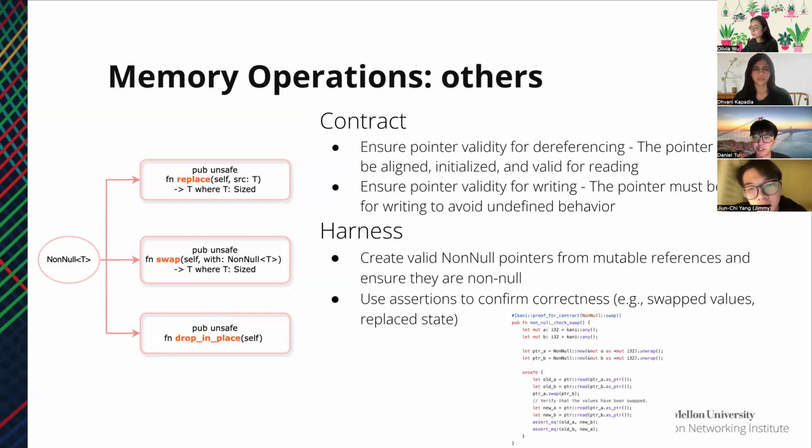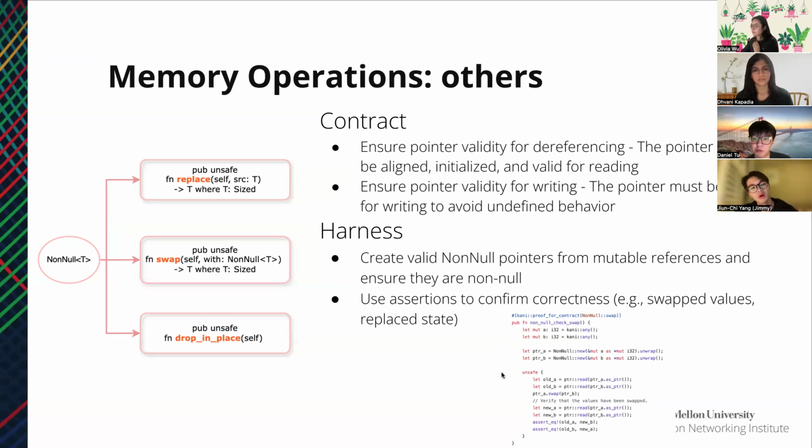And swap exchanges the values at the two pointers, and drop_in_place will execute a destructor for the value pointed to, but without deallocating the memory. For their contract, they have some similar features. What we want to ensure is, first, the read validity. It will ensure the pointer is properly aligned, initialized, and safe for dereference. And the second is the write validity. It will verify the pointer is valid for writing, at the same time avoiding undefined behaviors.